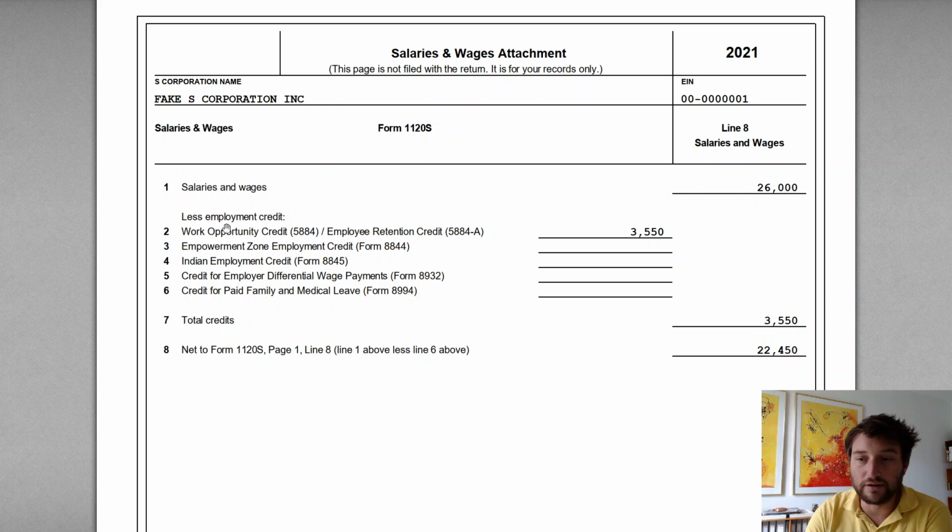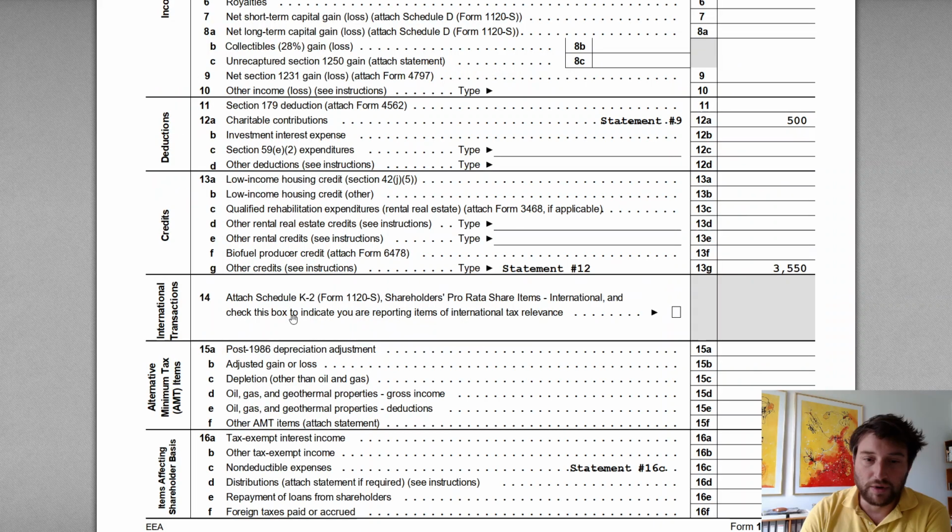All right. Now, where else does the work opportunity credit show up? Okay, also shows up on Schedule K, right? So this is Schedule K of the 1120S. We can see here shareholders' pro rata items that are ultimately going to pass through to the K1s for each shareholder. But down here in the credits section, line 13, we have 13G, other credits, $3,550, and we've attached a statement so that the IRS knows that's the type of credit that we're claiming. It's going to be work opportunity credit on line 13G for $3,550.